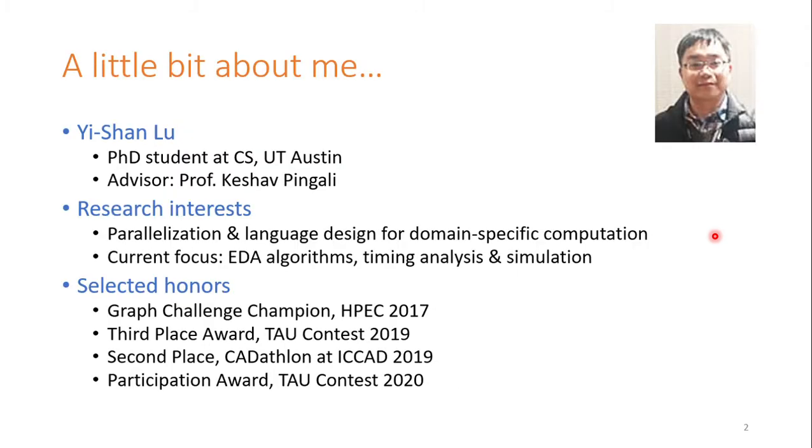First, a little bit about me. My name is Yi-Shan. I'm a PhD student from Department of Computer Science, University of Texas at Austin. I'm advised by Professor Pingali. I'm interested in parallelization and language design for domain-specific computation. Currently, I'm focusing on EDA algorithms, timing analysis, and simulation.